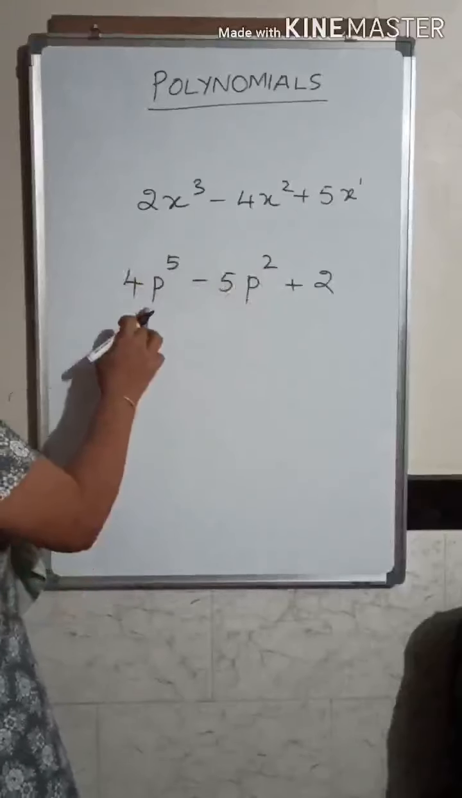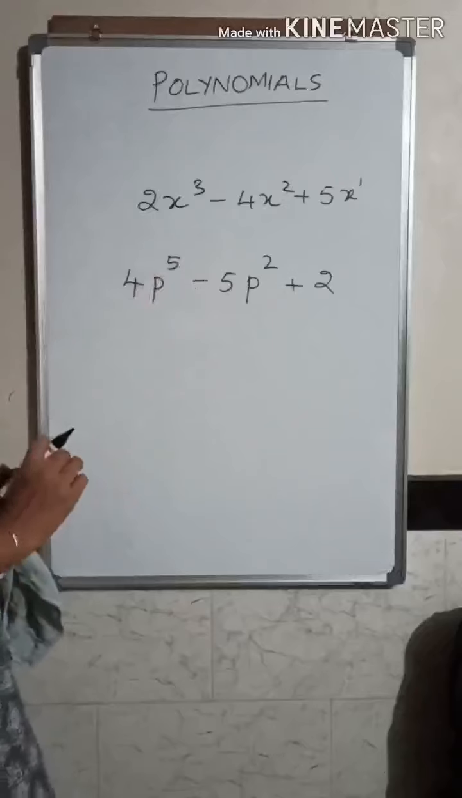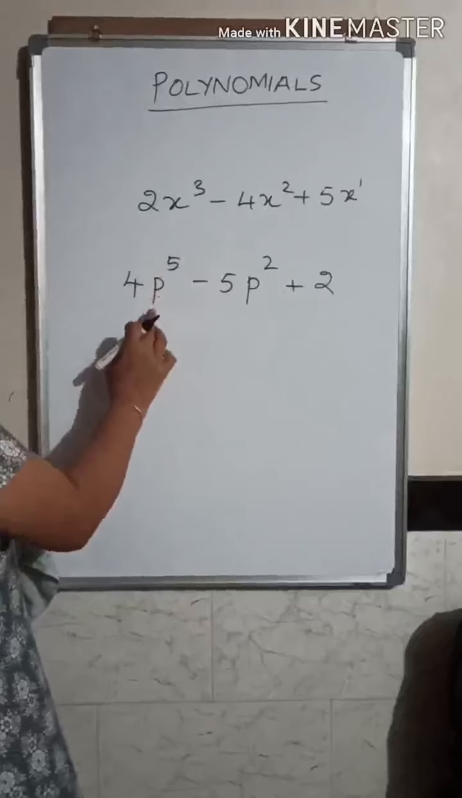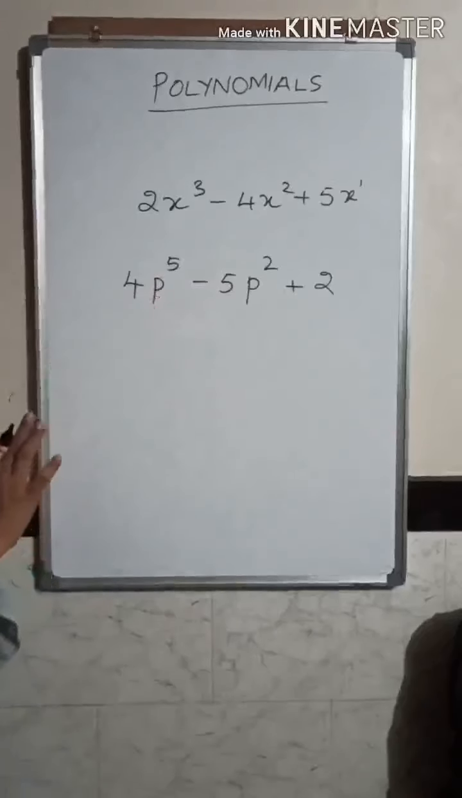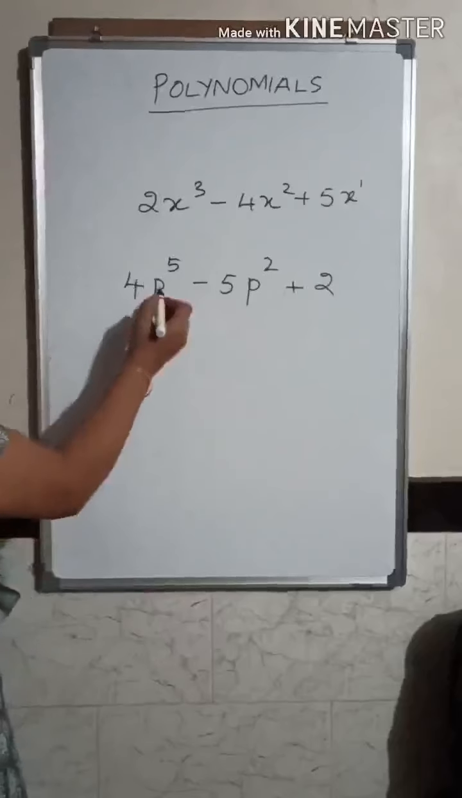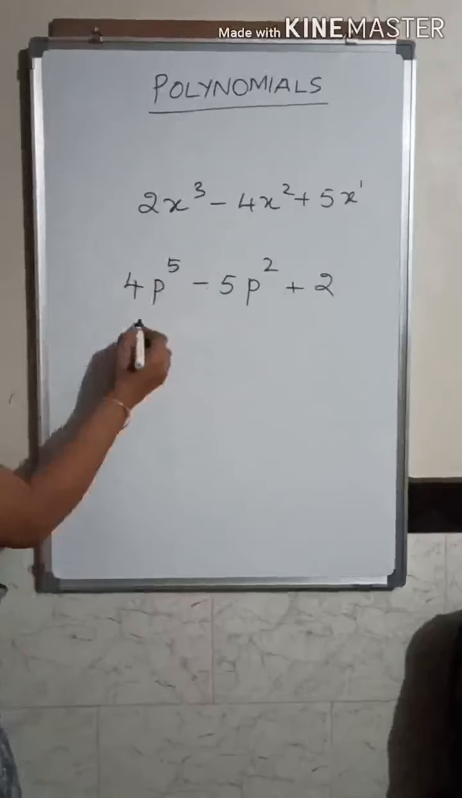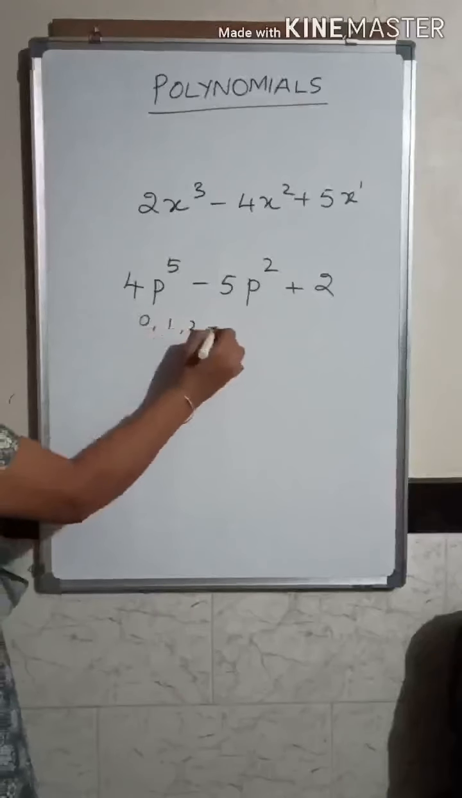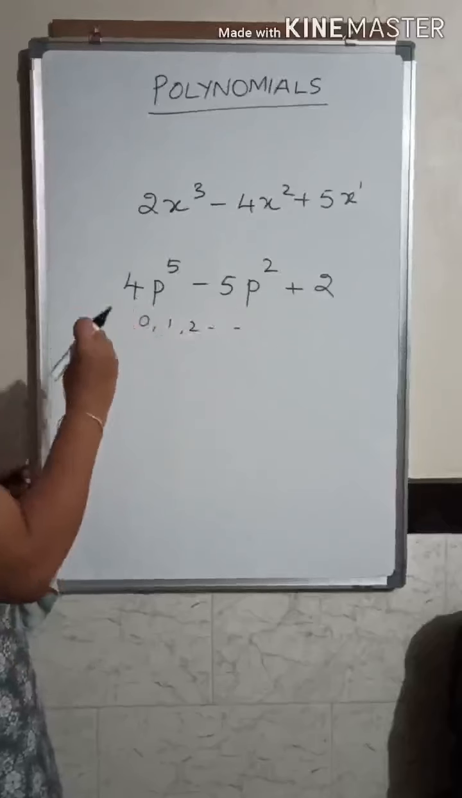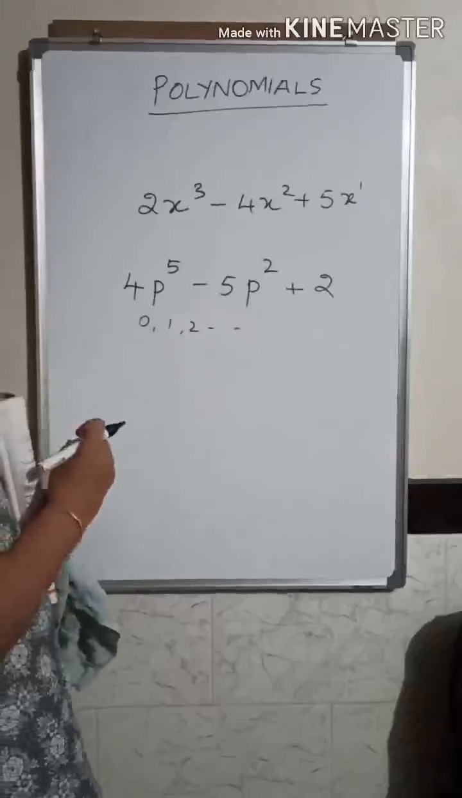So any algebraic expression, if the power of the variable is a whole number, then such type of algebraic expression you call a polynomial. Any algebraic expression where the power of the variable is a whole number, which includes 0, 1, 2, all these are whole numbers, you call it a polynomial.